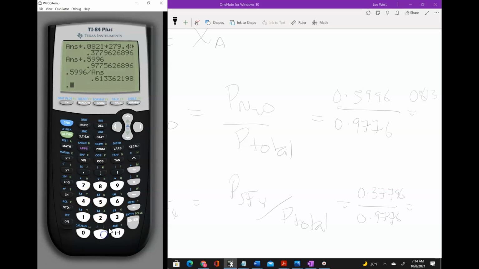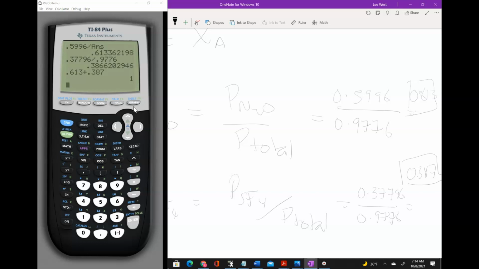And then finally 0.37796 divided by 0.9776, enter, and then we get 0.387. And just double check those two should add together to give you 1. So 0.613 plus 0.387 is 1. So I know I got it right.